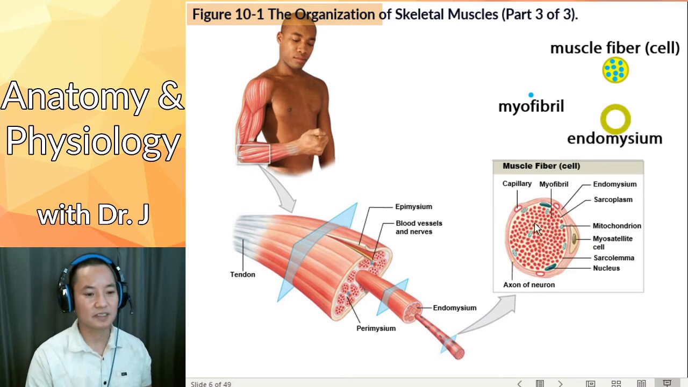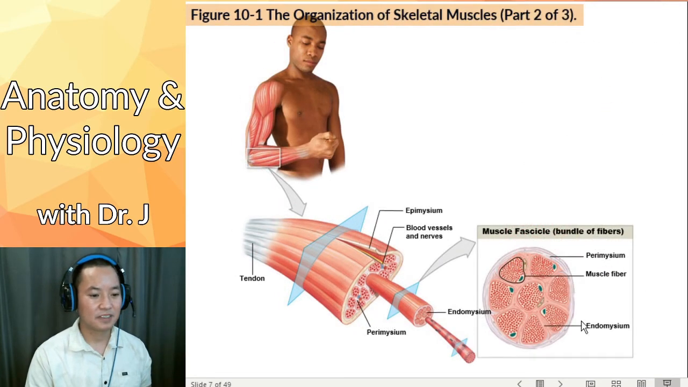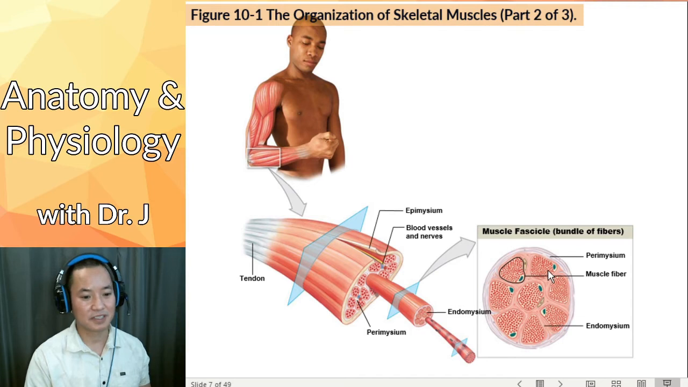And then you have something surrounding each muscle fiber. It's called an endomysium, and this is connective tissue that surrounds each individual muscle fiber. So all muscle fibers in skeletal muscle have a layer of endomysium wrapping around them. And then now you have all these muscle fibers that have myofibrils within them. So you have 1, 2, 3, 4, 5, 6, 7, 8 muscle fibers within this muscle fascicle.